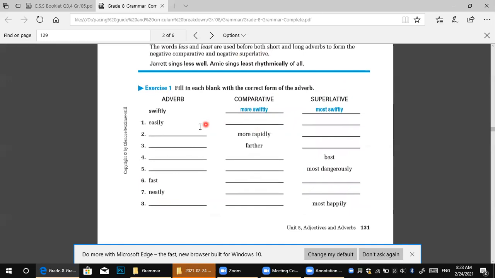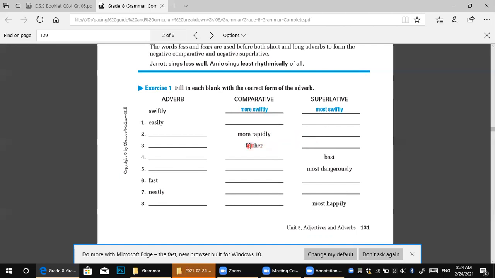For example, swiftly is an adverb. The comparative is more swiftly and the superlative is most swiftly. Easily: the comparative is easier than, not more easily, and the superlative is the easiest. For number 3, rapidly. What is the adverb? Rapidly. The comparative, more rapidly. The superlative, most rapidly.